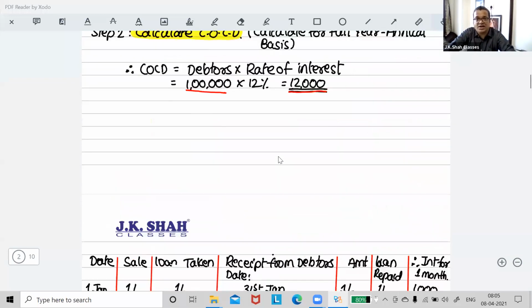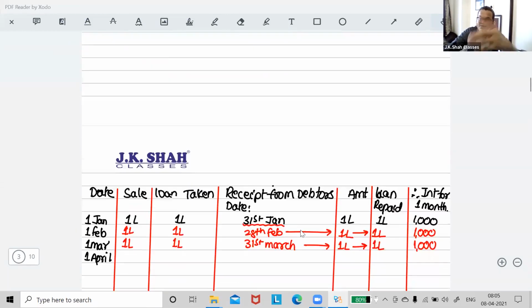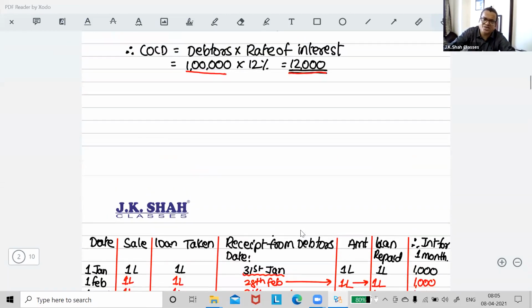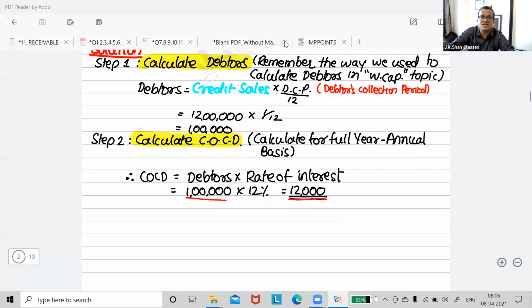Though your debtors are for 1 month only, over here also you don't calculate interest on a monthly basis. You do all the estimations on an annual basis. So instead of doing all these rubbish calculations, you directly calculate on an annual basis. Understood, right? The same thing, guys, we will be doing over here also.